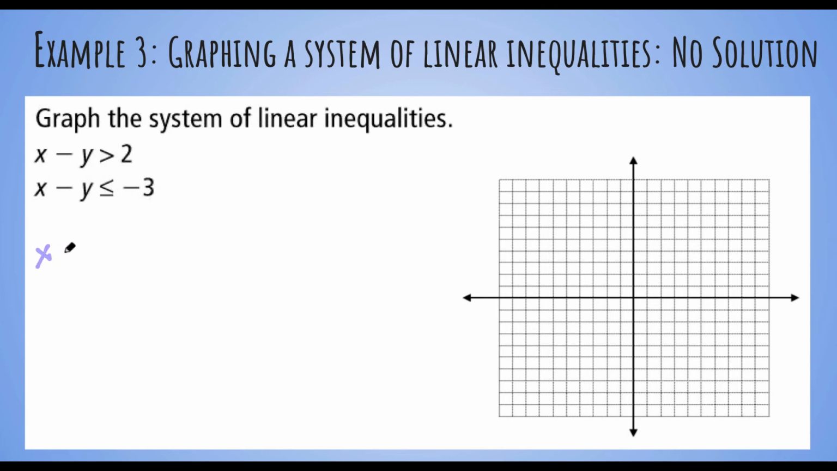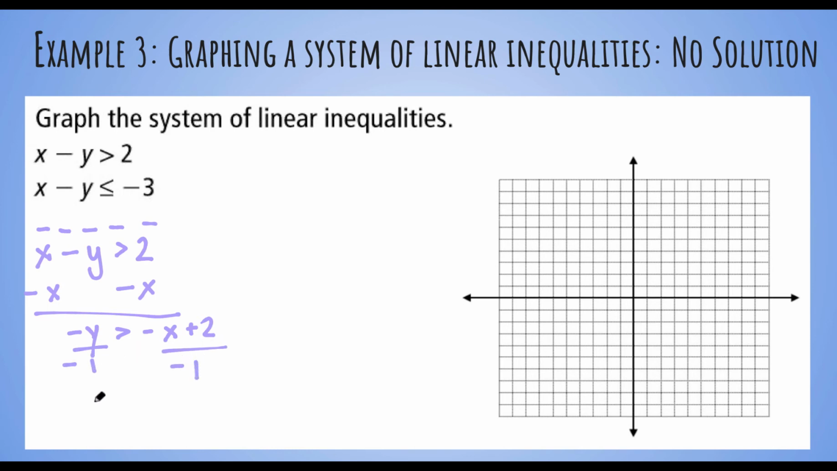Okay, looking at the next example, so I have my first inequality. I'm going to rewrite this here. X minus y is greater than 2. First off, I know this is going to be a dashed boundary line because it doesn't have the equal sign. And then I'm going to put this into slope-intercept form so that I can graph it easier. So when I do that, I have negative y is greater than negative x plus 2. I'm dividing both sides by a negative 1. So I have to remember when I do that, I need to flip the sign. So I end up with y is less than x minus 2. So to graph this, I'm going to have an intercept at negative 2, and my slope is positive 1.